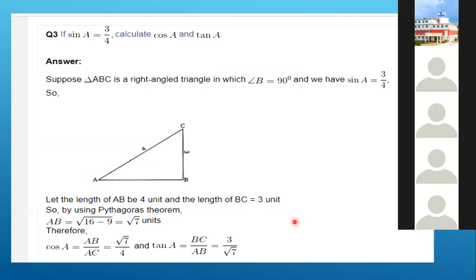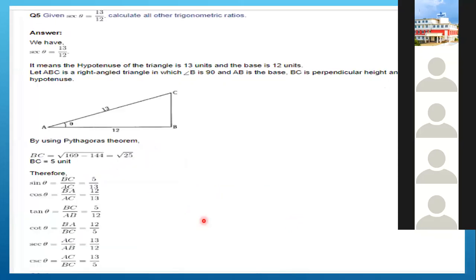Anyone have doubt in this sum, children? No, ma'am. Move on to the next one, the fourth one. Here, secant theta. Secant theta means which one? Reciprocal of cos. So secant theta is hypotenuse by adjacent.